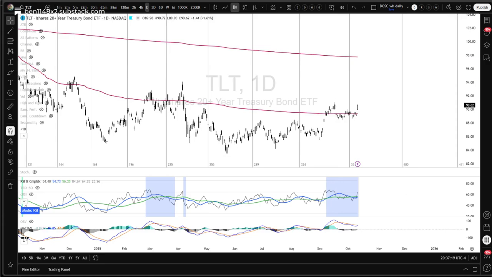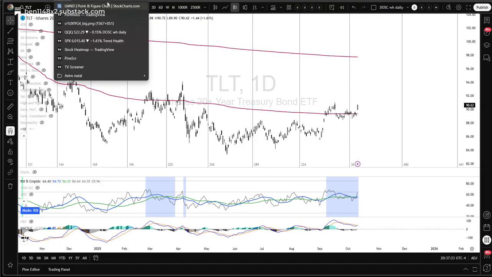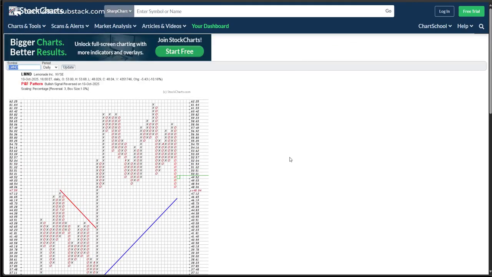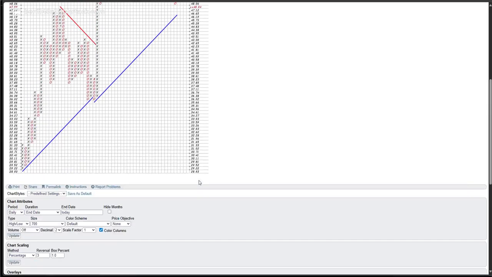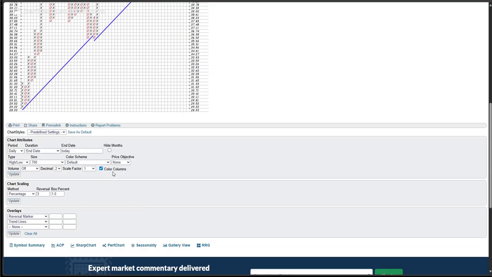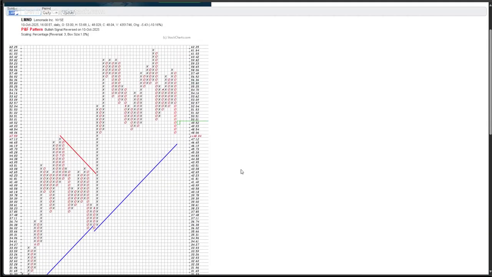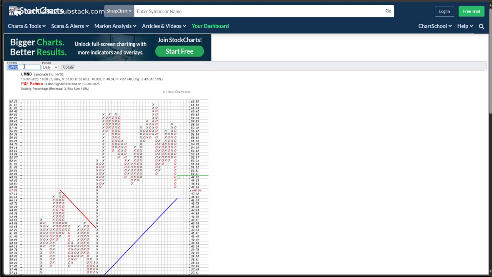Now, let's take a look at these with a point and figure chart. And so on a point and figure chart, these are the settings that I use. I'm just using the one at stockcharts.com with a free account. I like to use a scaling of percentage with 3 boxes for a reversal of 1%. And I find it helpful to have colored columns used. So let's take a look at the last two that we saw.